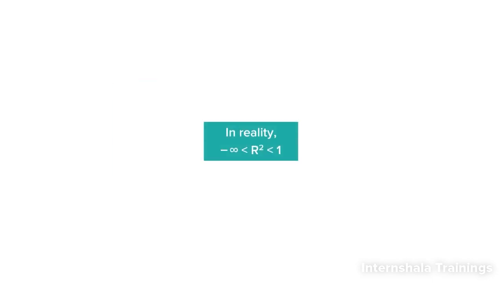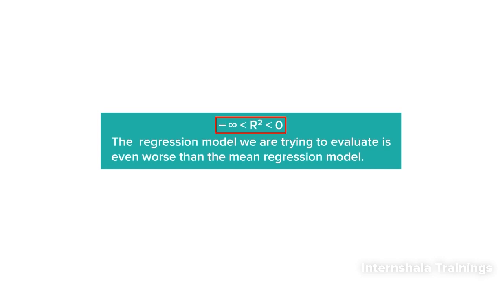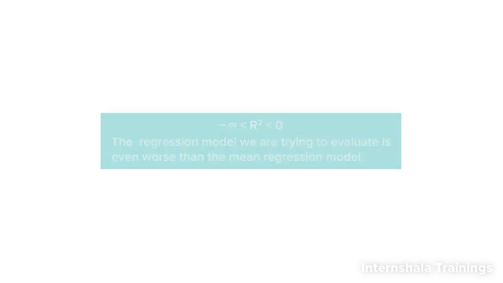It is worth noting that generally the range of R-square value is said to be 0 to 1, but in reality, R-square can take values from negative infinity to 1. The negative value of R-square is only possible when the regression model we are trying to evaluate is even worse than the mean regression model.